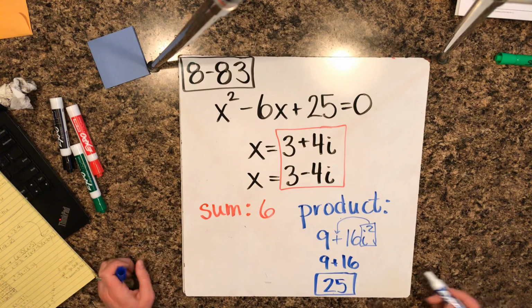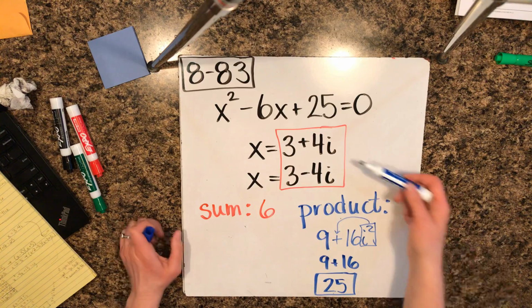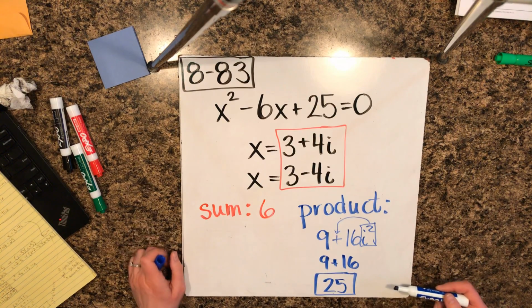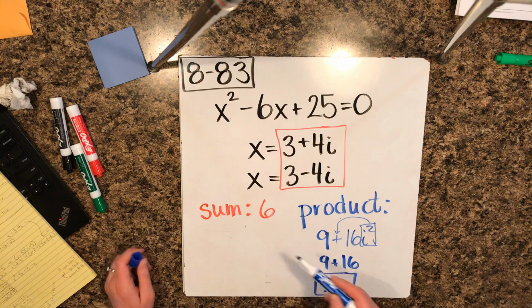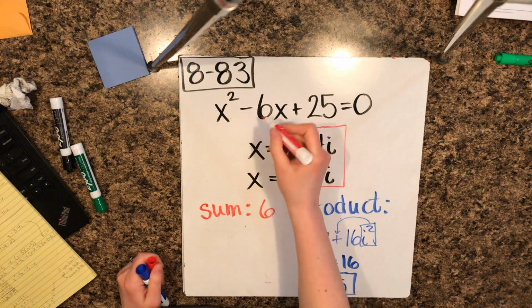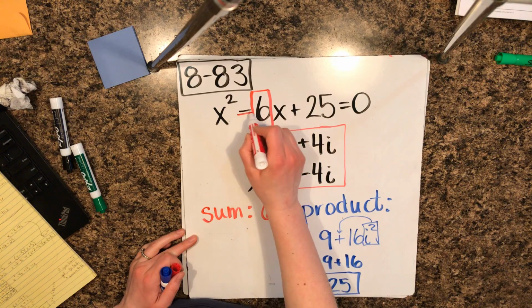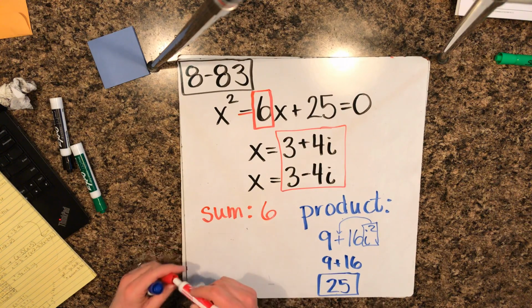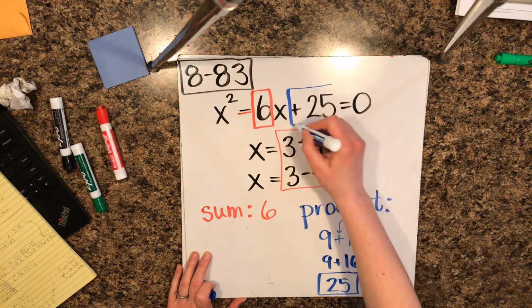You might have a different way to do it, but you should be able to get that the product of these two is 25. If you're not able to do that, make sure you email me so I can help you out. Sum is 6, product is 25. What does that have to do with our original equation? 6, I see right here as the b value. Notice it's not just 6, it's the opposite of 6. The product, 25, is the c value.